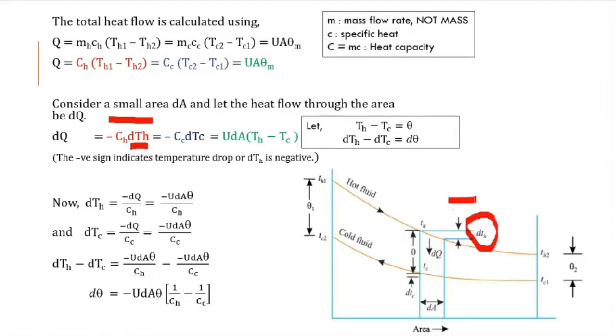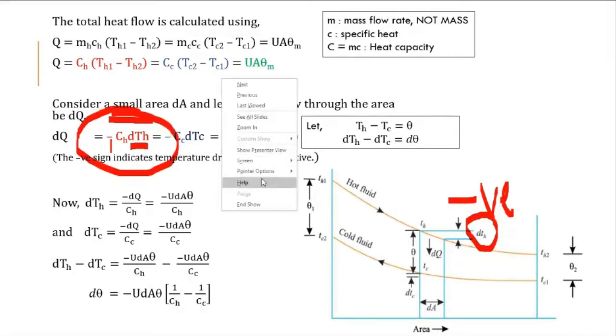Negative, sir. Since it is negative, we are putting a minus sign here. So dQ is equal to minus CH dTH, so that this heat transfer term is positive. Is that clear? Yes, sir. Okay.